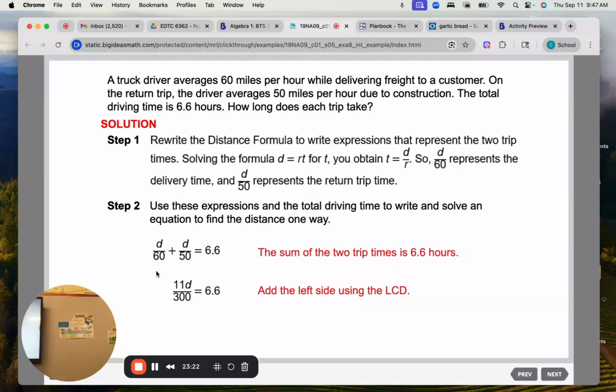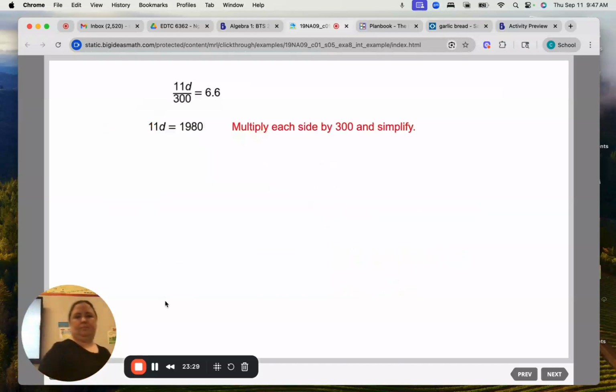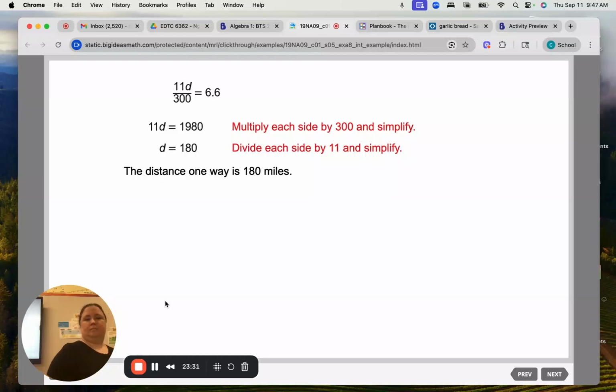So that's one direction, of course. Did it ask us for just the one way? Total driving time. How long does each trip take? Yeah. So each trip was 180 miles.